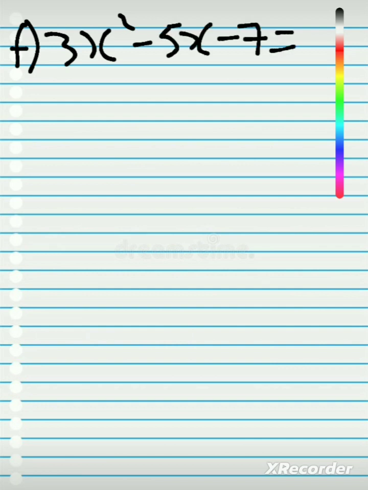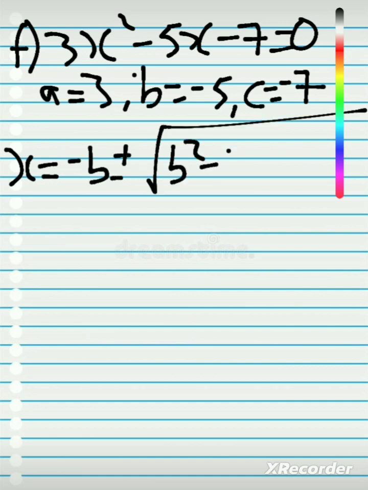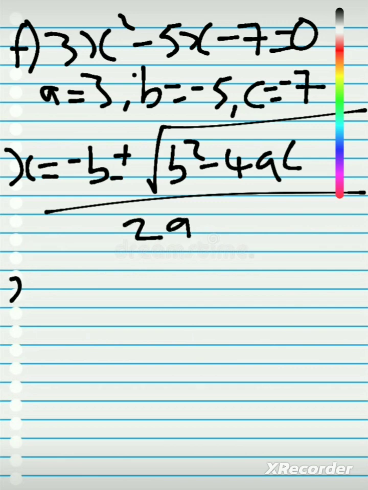So we have f. Again, this one is simple, it's straightforward. We have 3x squared minus 5x minus 7 equals 0. Okay, so our A is 3, our B is negative 5, and our C is negative 7. So using our formula, it's going to be negative B, plus or minus square root of B squared minus 4AC over 2A. Okay, so we can substitute.